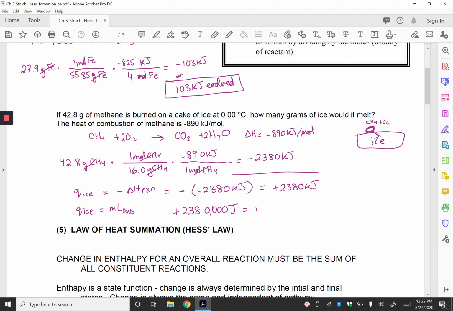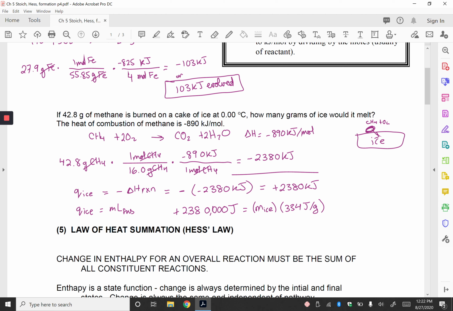This is equal to the M, which is what I'm looking for, the mass of the ice, times the latent heat of fusion, which if they give you this question, they'd give it to you in the question, but since this is part of our notes, or if it's in our homework, you can look it up. The latent heat of fusion for water is 334 joules per gram, or I can't remember if it's 334 or 333, depending on how you round it.